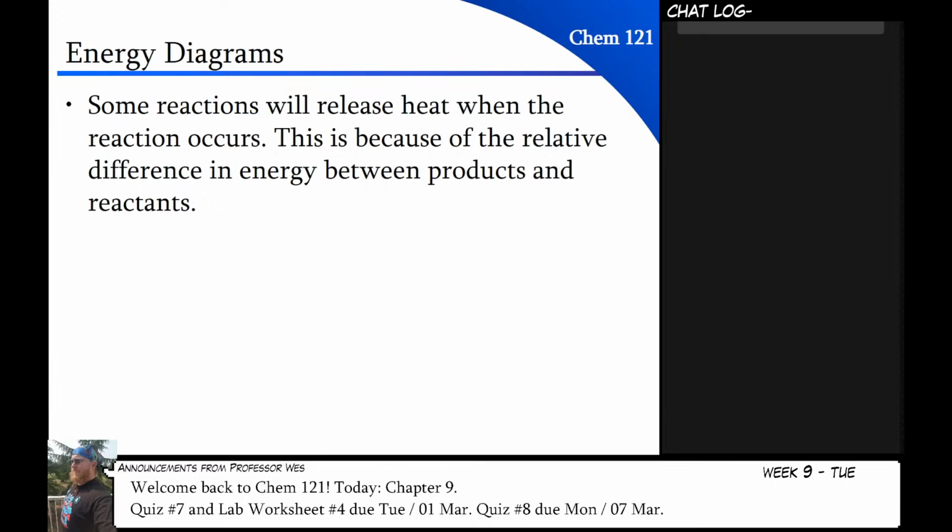So what that means is that if we were to describe this as a difference in energy between products and reactants, and I were to, say, draw a y-axis for energy, then what I would say is that something higher up on the scale would be higher in energy, and something lower down would be lower in energy, right? That's just how the y-axis works.